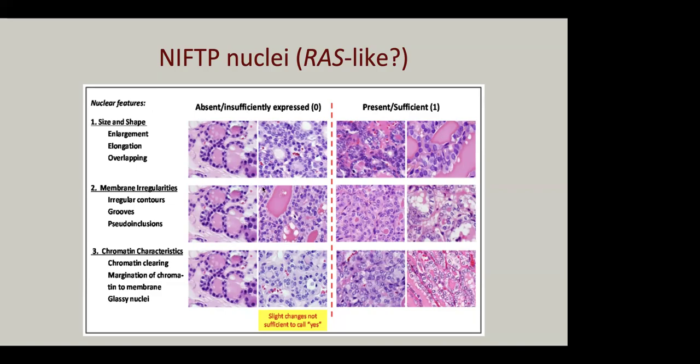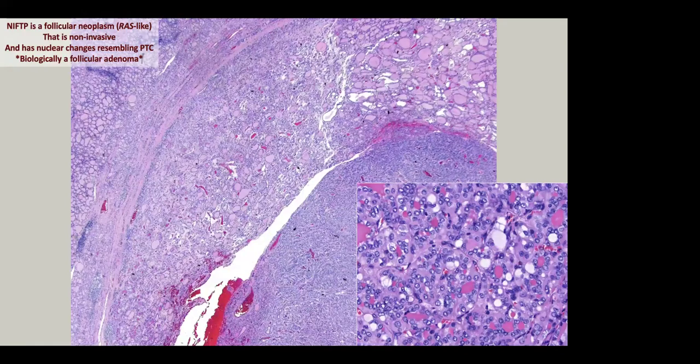Here is the sort of somewhat arbitrary cutoff point for when to call something a NIFTP and when to not. We can have a philosophical debate over this for hours, in which I would be happy to, just not right now. So NIFTP is a RAS mutated follicular neoplasm that is non-invasive and basically is biologically a follicular adenoma with some nuclear atypia.